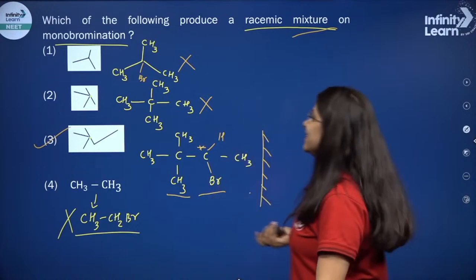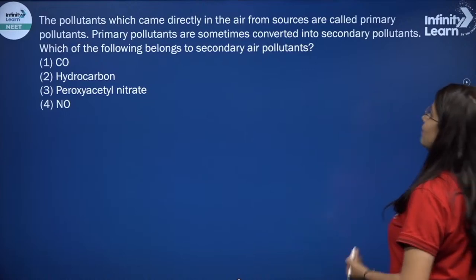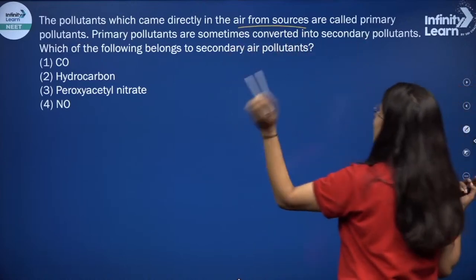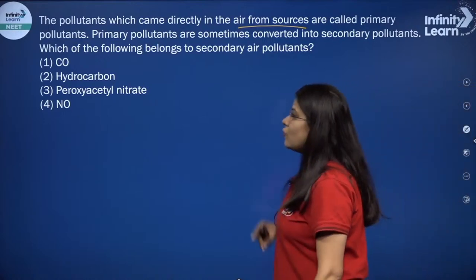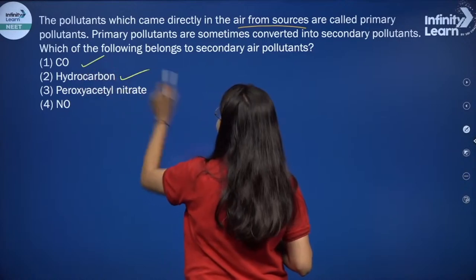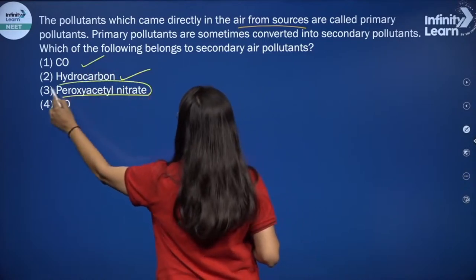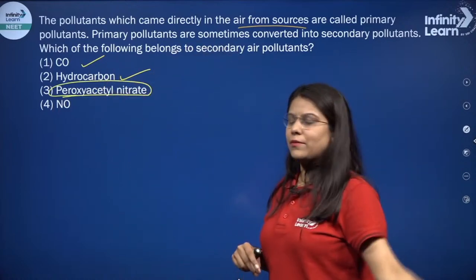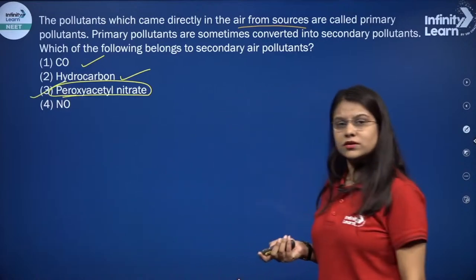Okay. Next, the pollutants which come directly from the air are primary pollutants, yes. And the primary pollutants are then converted to secondary pollutants. Which of the following is a secondary pollutant? CO we get directly, hydrocarbon directly. Peroxyacetyl nitrate, no, it is not obtained directly. It is formed by the reaction of primary pollutants. So this has to be the answer. Answer is option number 3.